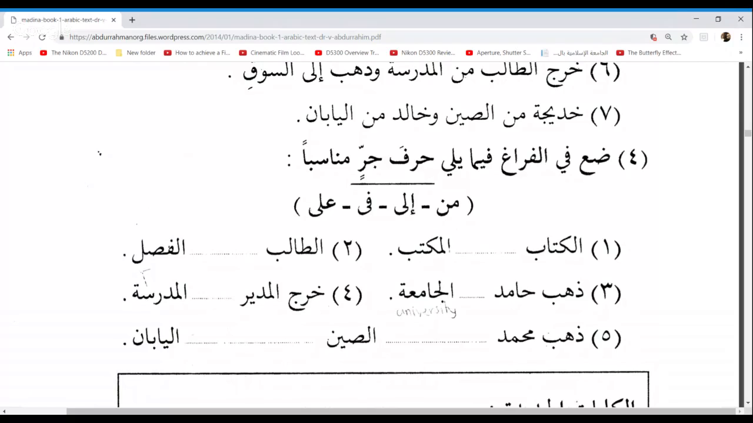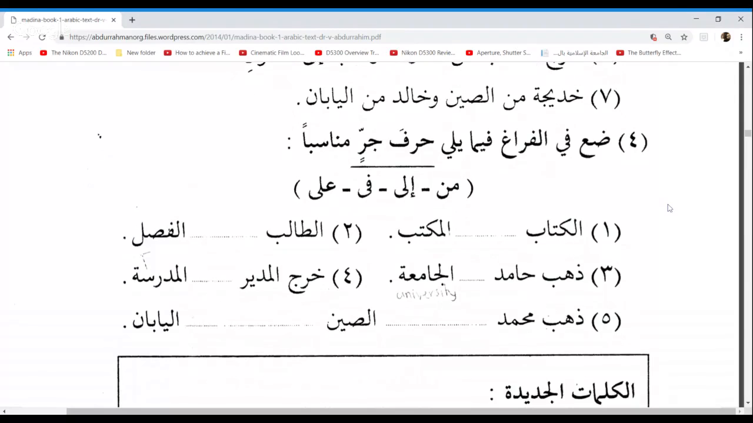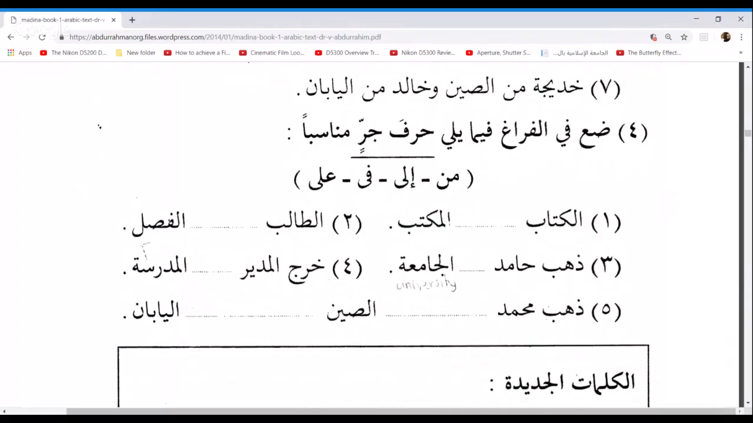Okay, which brings us to the end of the exercise. The next exercise says, ضع في الفراغ فيما يلي حرفا جارا مناسبا. So place in the following spaces a suitable harf jarr. And now you can actually see harf jarr written out there. Do you both see it, inshallah? Yeah. And it's these 4 we've studied so far: min, ila, fi, and ala. And we said that the word that comes after becomes majroor and ends with kasra.